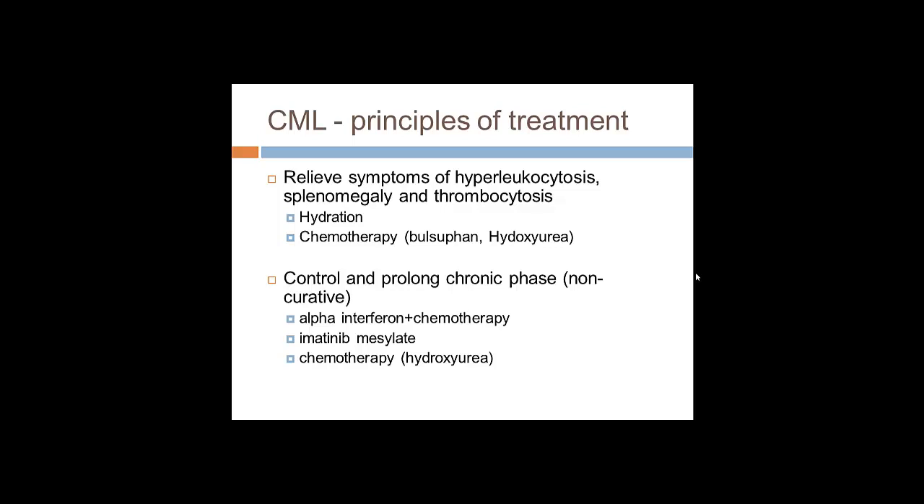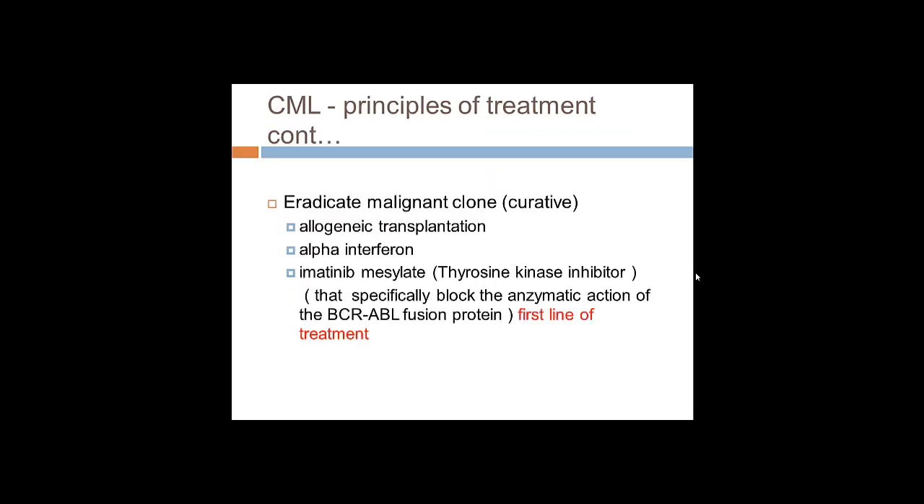Principles of treatment: relieve symptoms of hyperleukocytosis, splenomegaly and thrombocytosis with hydration and chemotherapy. Control and prolong the chronic phase with alpha interferon and chemotherapy, or imatinib and chemotherapy. Eradicate the malignant clone with allogeneic transplantation, alpha interferon, or imatinib mesylate, a tyrosine kinase inhibitor that specifically blocks the enzymatic action of the BCR-ABL fusion protein. It's the first line of treatment.